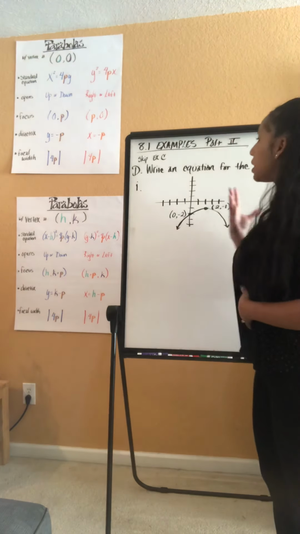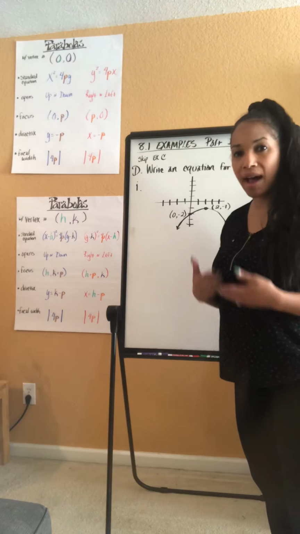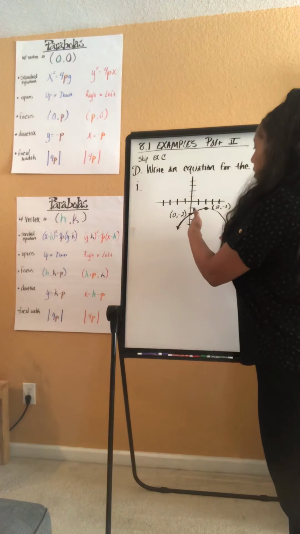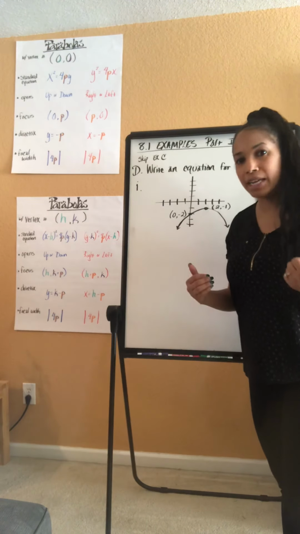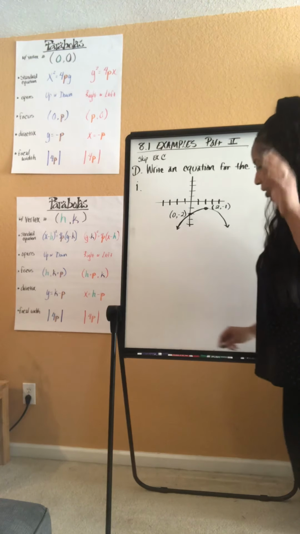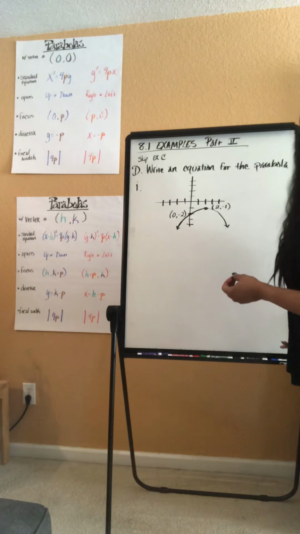graphing. So on example B, I gave you the equation and I asked you to graph the parabola. Example D is the reverse. I'm giving you the parabola and I want you to tell me the equation. So this is basically like example A and the stuff that we did on Monday. They give me enough information to figure out what I need.